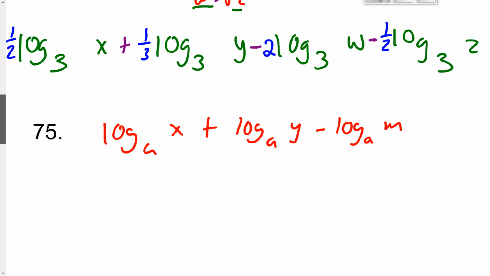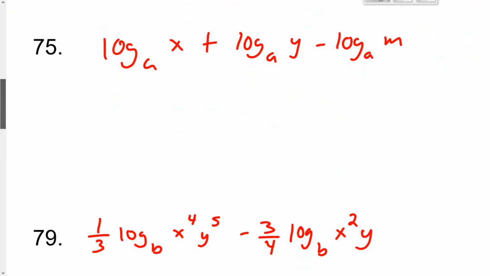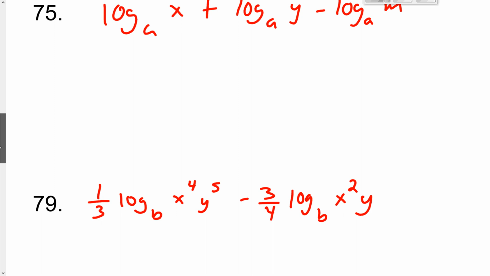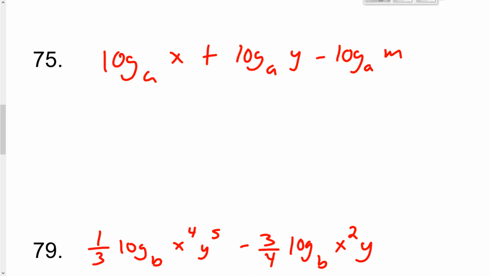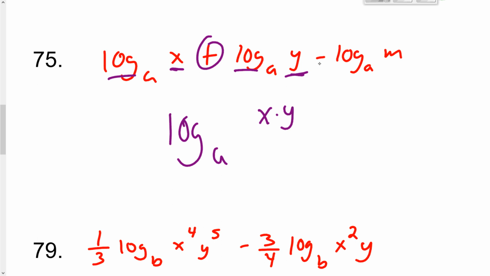Okay, 75 we're condensing to 1 log. So we're making it into 1 log with 1 base, so base A. Now whatever we're adding is going to be in the numerator, and whatever we're subtracting is going to be in the denominator. So these 2 logs, we are adding these 2 logs. So what we're taking the log of is going to be in the numerator, and it's going to be multiplied. And then whatever we subtract, that's going to be in the denominator. So there's my answer.